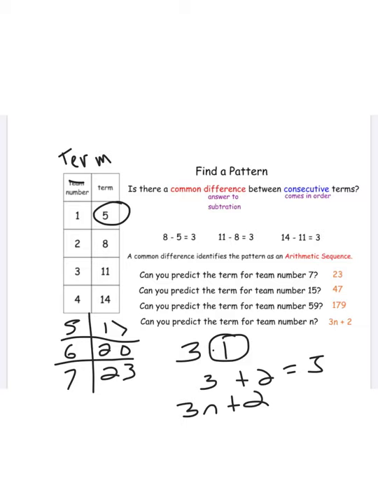So for the 15th, instead of having to do all of that, I could have gone in here and I could have substituted in my term number, which is 15. So I would have 3 times 15 plus 2. 3 times 15 is 45, and if I add 2 to it, I get the 47 that we have over here.